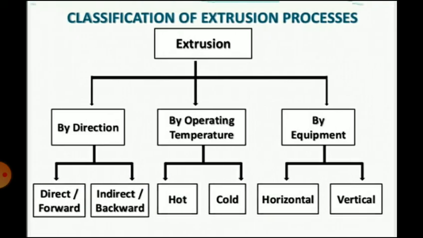Now, classification of the extrusion process. There are three main categories of extrusion process. First is by direction. It is subclassified as direct or forward extrusion, and indirect or backward extrusion. Second category is classified on the basis of operating temperature. On that basis, it is subclassified as hot extrusion and cold extrusion. And third category, on the basis of equipment used, is subclassified as horizontal and vertical.